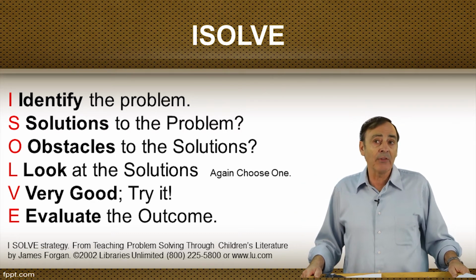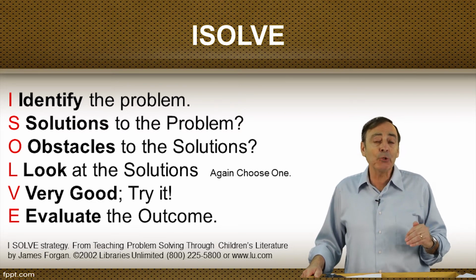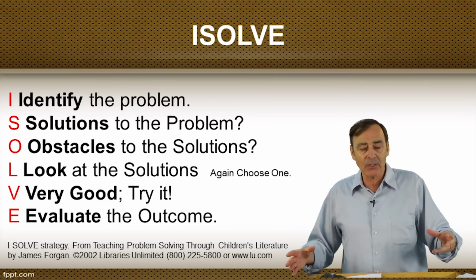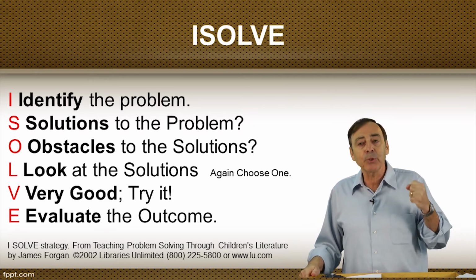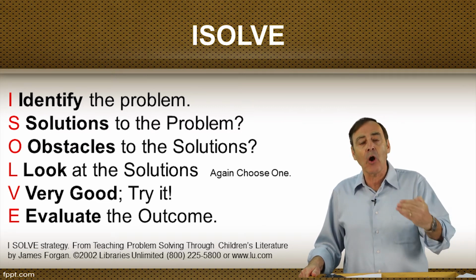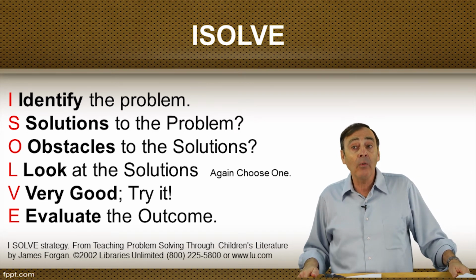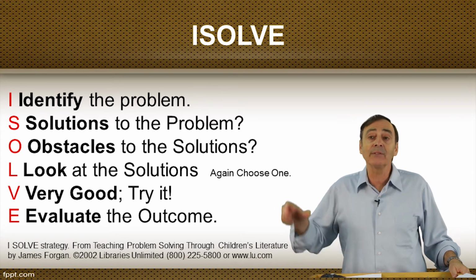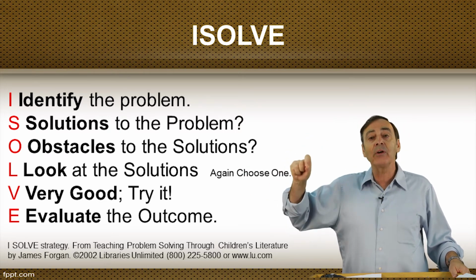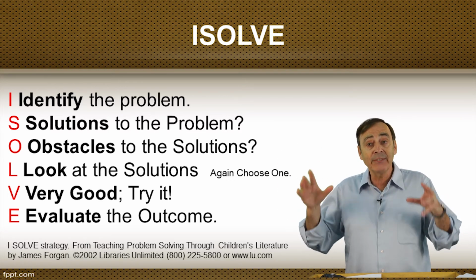I, identify the problem. What is the problem that we'd like to focus on? S, what are some of the solutions to the problem? Multiple solutions to the problem. Here I'm underscoring the plural, solutions, not one solution and not valuing one solution over the other, but providing a variety of different solutions. O, obstacles to solutions. If I want to take on this particular solution, what are some of the obstacles that I have to be aware of and deal with?